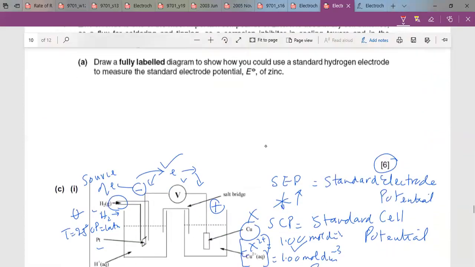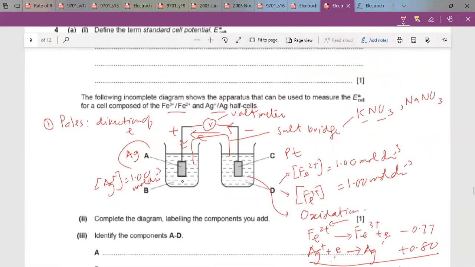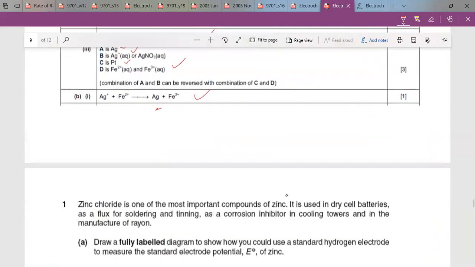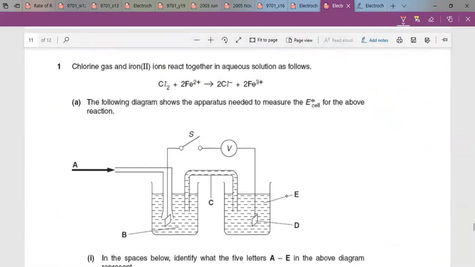Now the other one, of course, is between a metal and its ions, or two elements with different oxidation states. And here, of course, is another one.